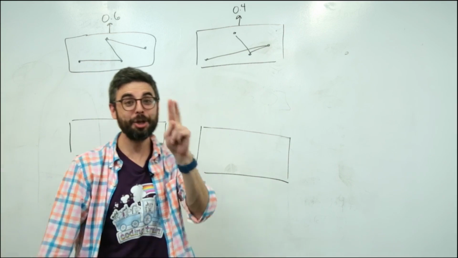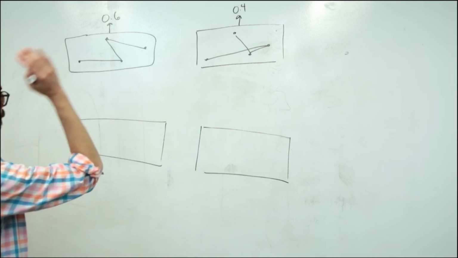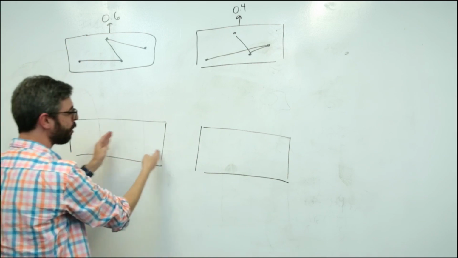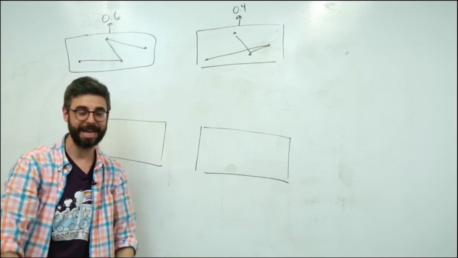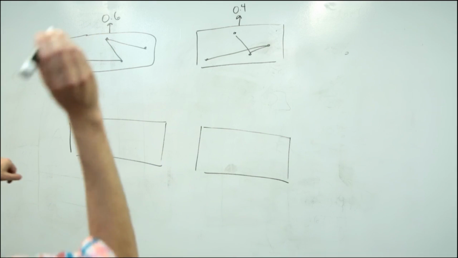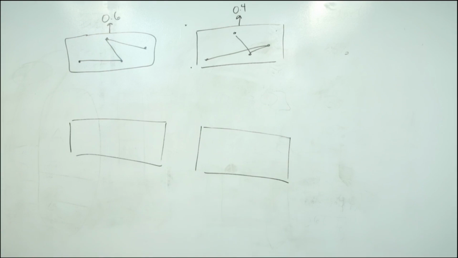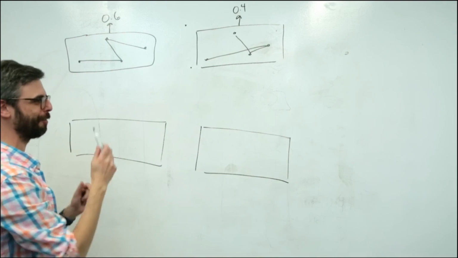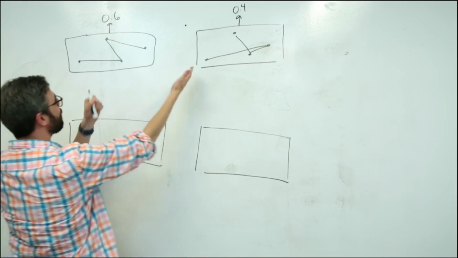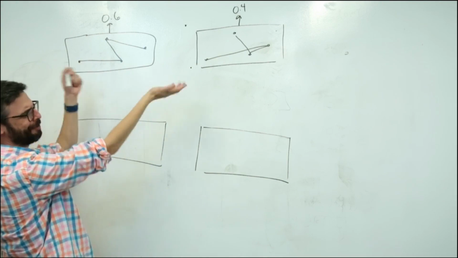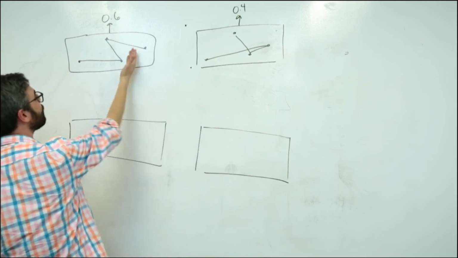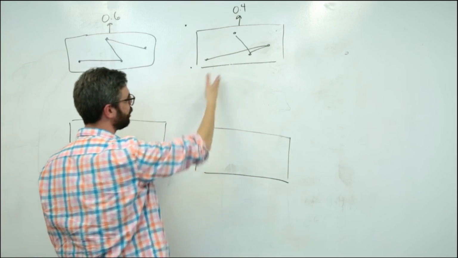Okay, I'm going to make 2 new orders, and I'm going to make these 2 new orders out of the ones that have done the best. So I'm going to throw a dart at the wall. And I hope I don't ruin this beautiful marker. I have a 60% chance of picking this one, a 40% chance of picking this one.